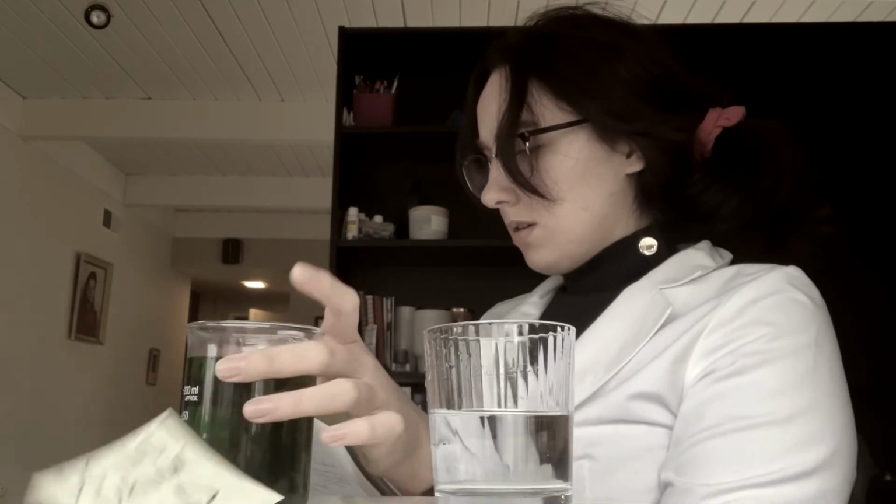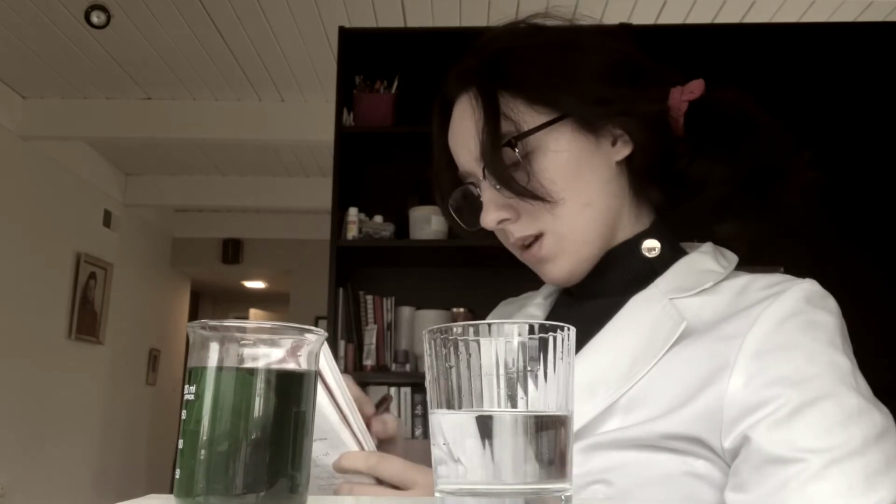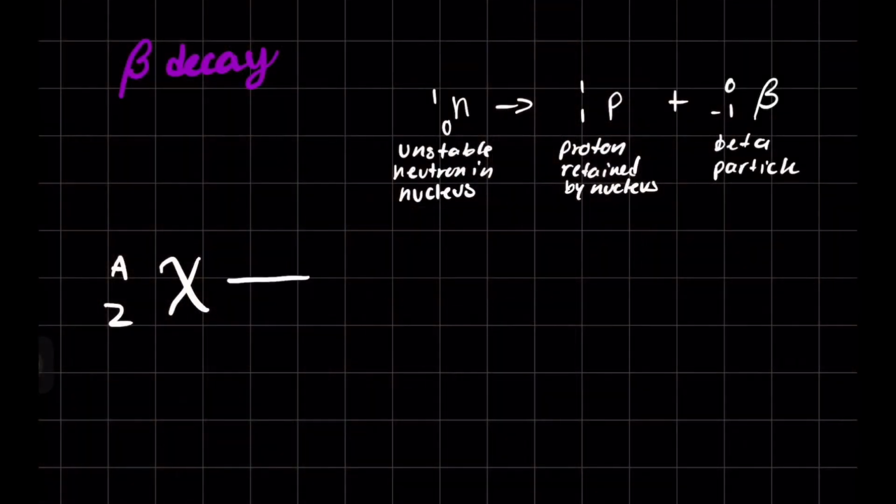The risk from alpha particles depends on how you're exposed to it. Outside of the body, they don't have enough energy to penetrate your skin, but once it's inside you, it gets risky. Let's move on to beta particles.